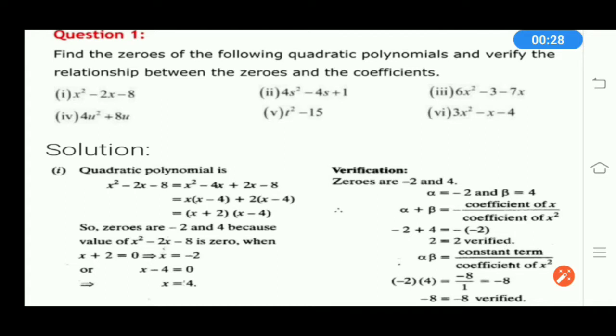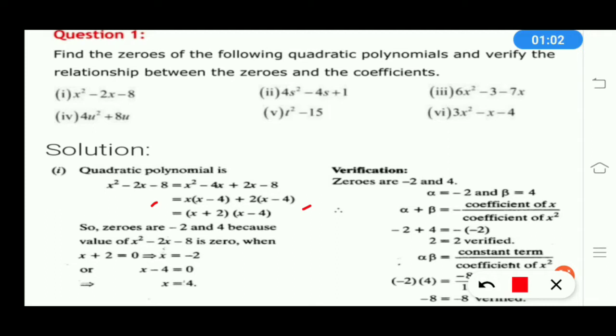Here the question says to find the zeros of the polynomial, so we factorize the given polynomial. The first polynomial is x² − 2x − 8. This can be written as x² − 4x + 2x − 8. Taking x common, we get x(x − 4) + 2(x − 4). Again x − 4 is common, so (x − 4)(x + 2). There are two factors. Clear?